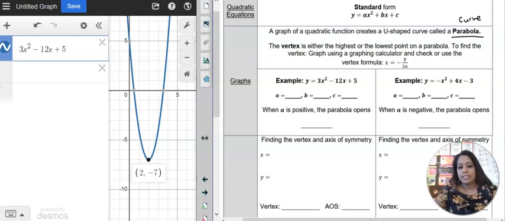The first thing I want to do is identify what A, B, and C are. They're coefficients. A is the coefficient of x squared, so in our equation, it's 3. B is the coefficient of your x term, so that's negative 12. And then C is your constant term. That's 5. Okay? That's that. Let's look at this example right here. Here, A is negative 1, B is positive 4, and then C is negative 3.